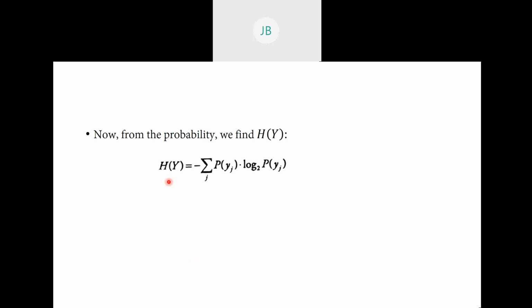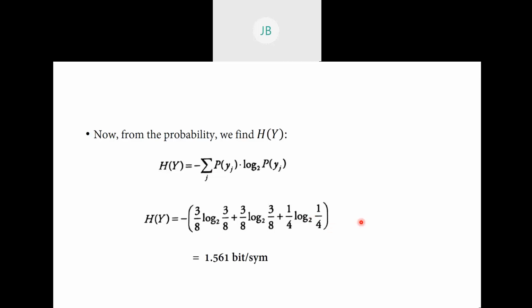Now from the probability we can find the entropy. Since in the previous step we found the probability of the output Py, now we can directly find the entropy of the output. Entropy is the negative sum of the probability of output times log of probability of output. When we substitute those values, the first value is 3 by 8, the second value is also 3 by 8, and the third value is 1 by 4, and we sum them up, we get the entropy of the output. That should come to around 1.561 bits per symbol.